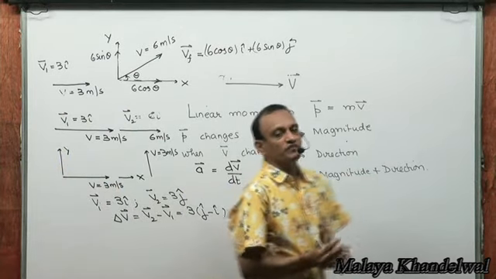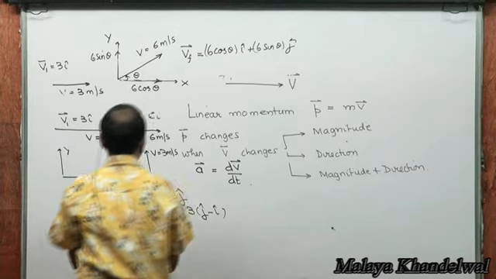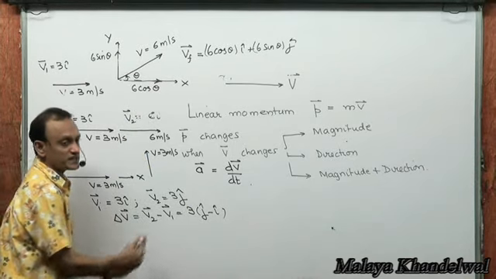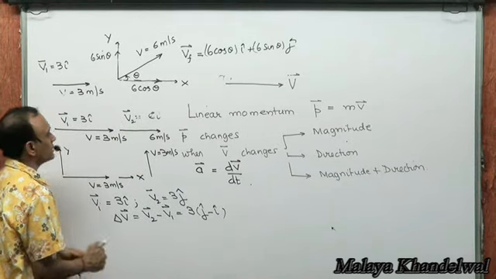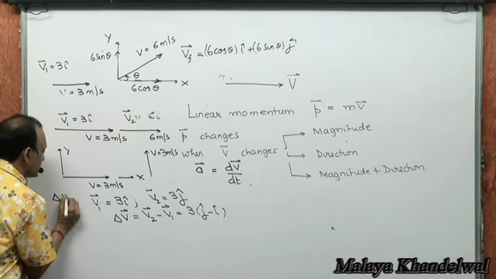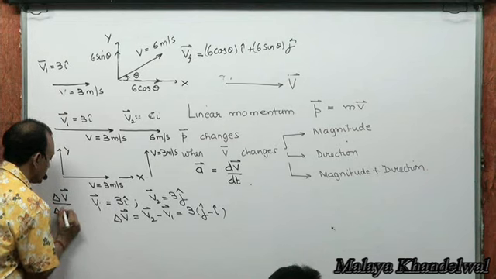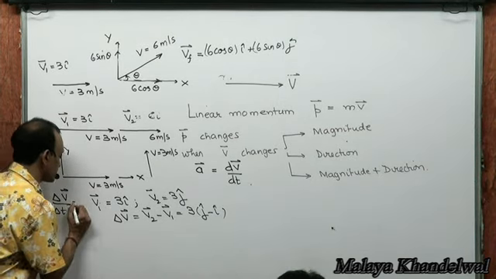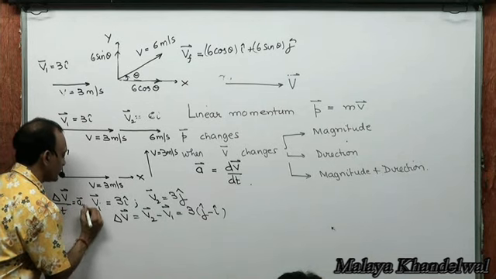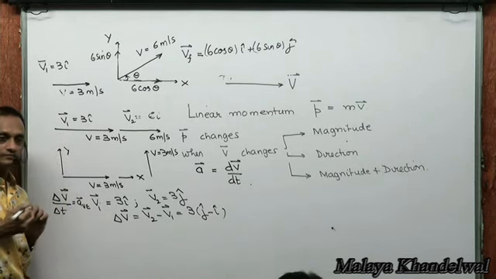Now, obviously, these changes could have occurred in a certain time. If I divide the change in velocity by the time taken, I get the average acceleration of the particle. Right?